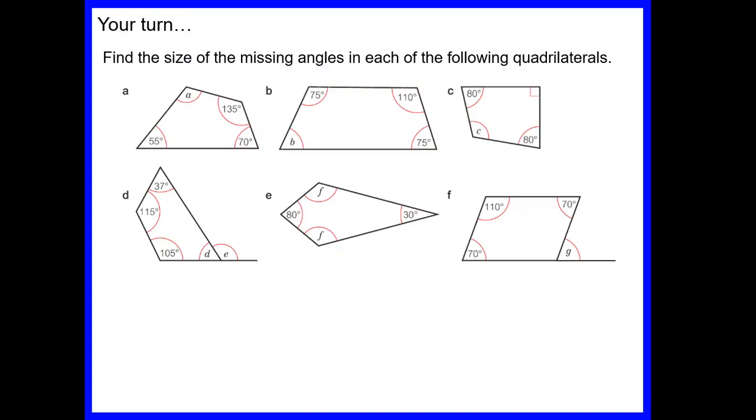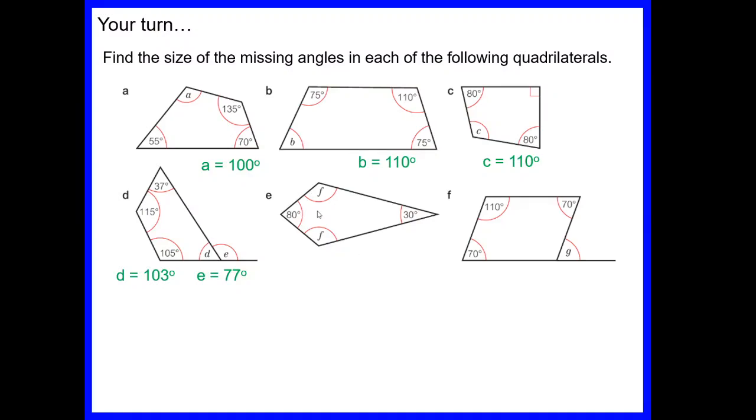Okay, so let's have a look at the solutions for those then. So our first one, A, is 100 degrees. For B, we have 110 degrees. C, 110 degrees. D, 103. Once we know D, we can use that to find E, which is 77 degrees.